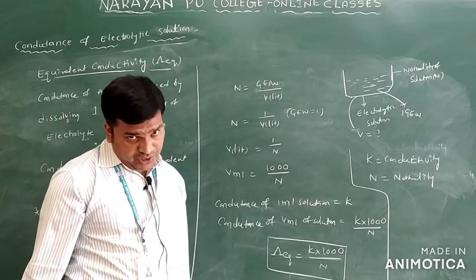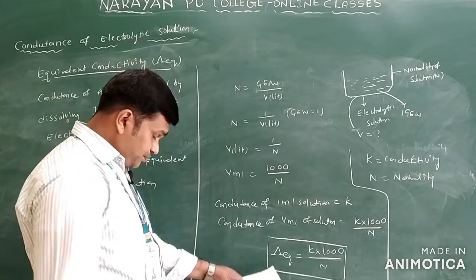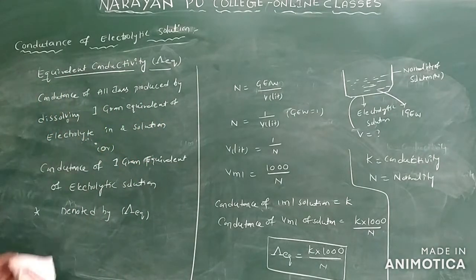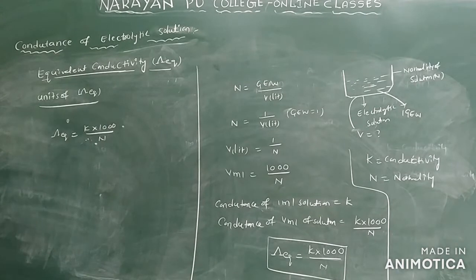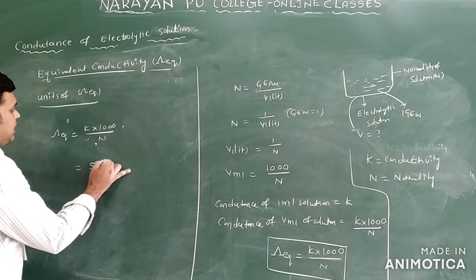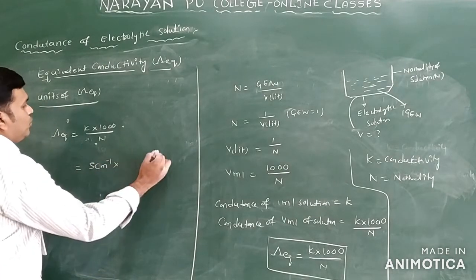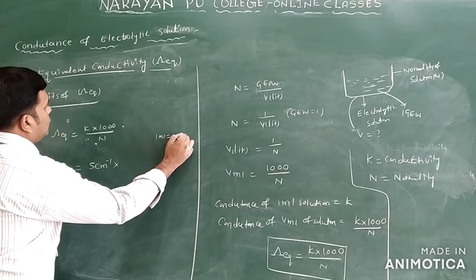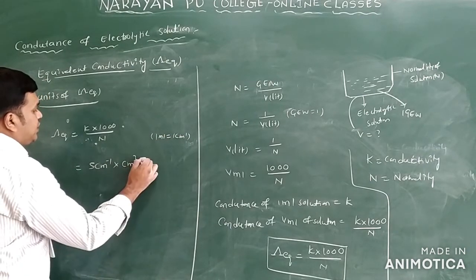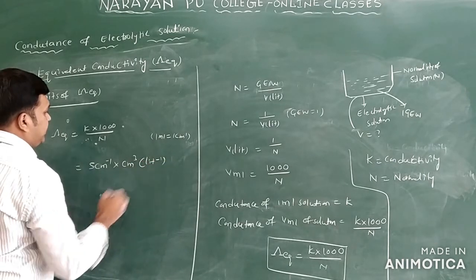Now we will define the units for this equivalent conductivity. You know the formula: equivalent conductivity is equal to K into 1000 by N. So what are the units of K? You will write Siemen centimeter inverse. And you already know 1 ml is equal to 1 centimeter cube. So I will write this 1000 ml means 1000 centimeter cube, that I am writing here, inverse only.